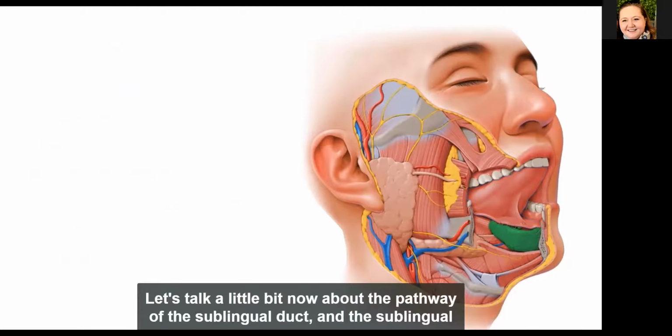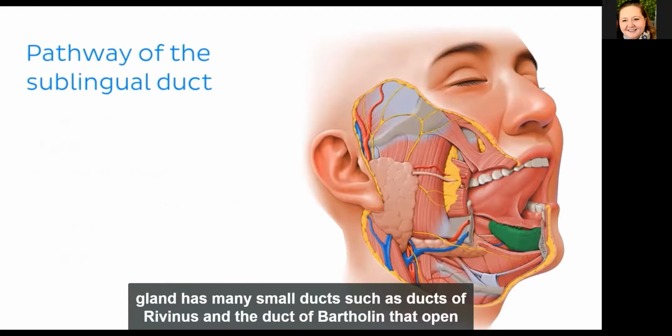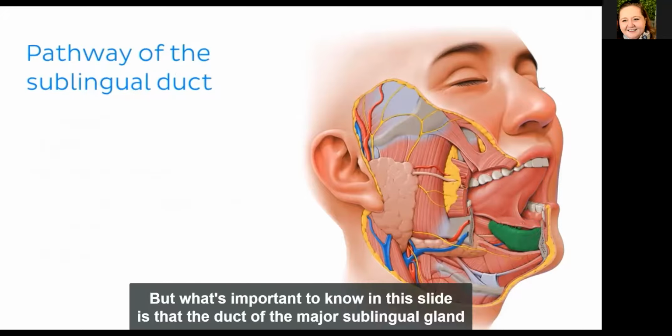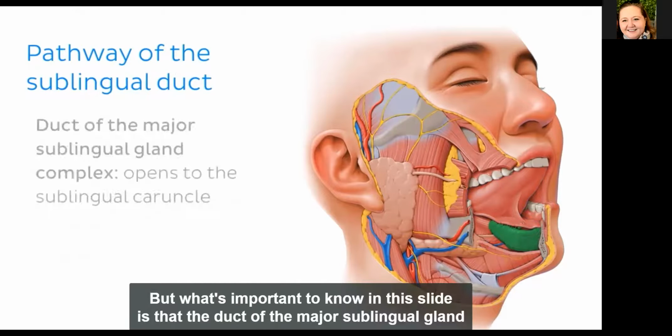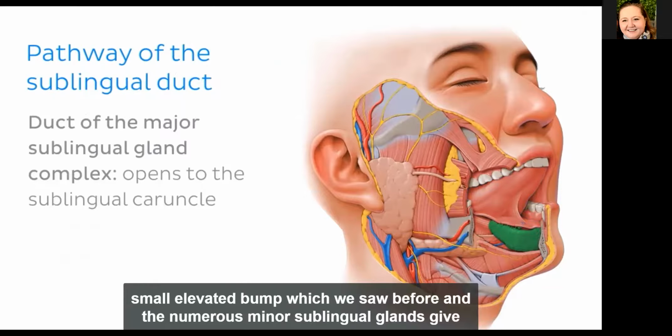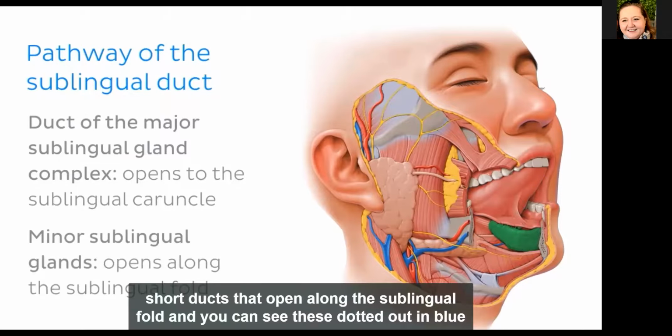Let's talk a little bit now about the pathway of the sublingual duct. The sublingual gland has many small ducts such as ducts of Rivinus and the duct of Bartholin that open along the margin of the sublingual folds. But what's important to know in this slide is that the duct of the major sublingual gland complex opens to the sublingual caruncle, which you can see highlighted in blue, which is the small elevated bump which we saw before, and the numerous minor sublingual glands give short ducts that open along the sublingual fold, and you can see these dotted out in blue as well.